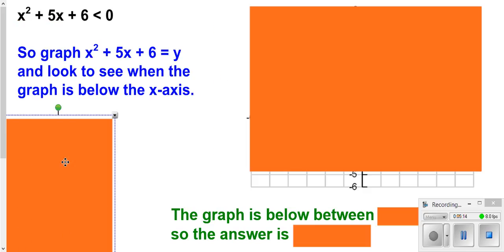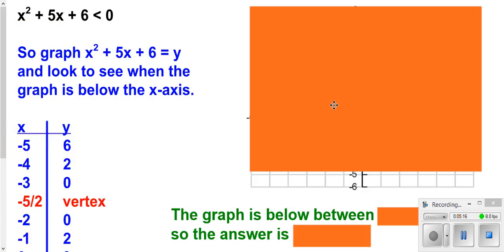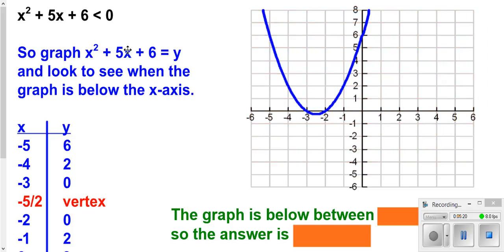So we get our t-chart, graphing your t-chart. We get this. We want to know, when is our parabola less than 0? When is our parabola below the x-axis? Because that's what y equals 0 is. Well, when are we below? We are below just this little bit right here. Really, we're just below, in between -2 and -3.